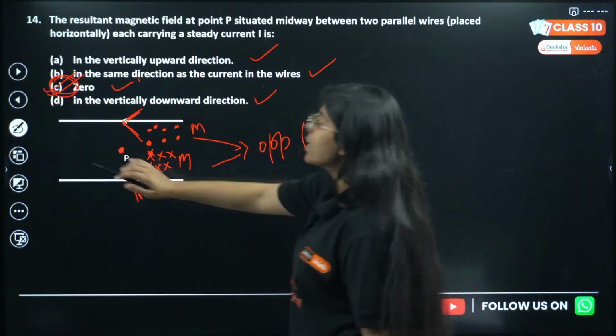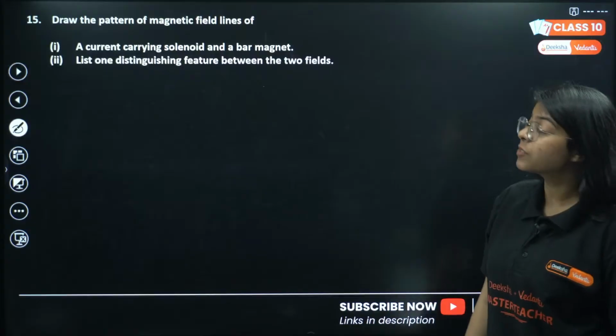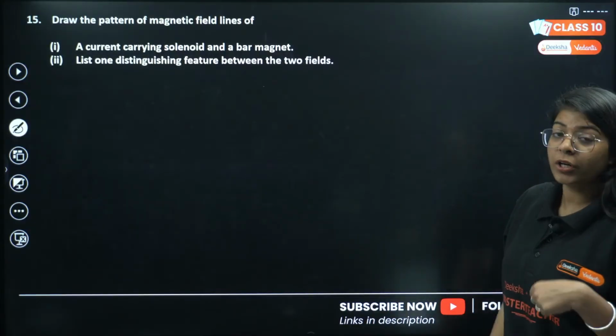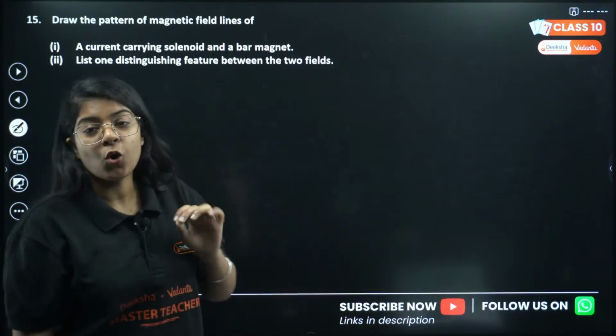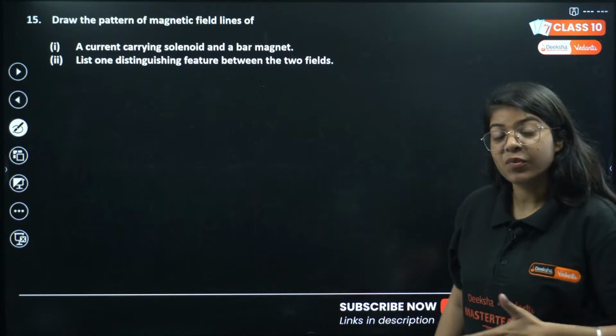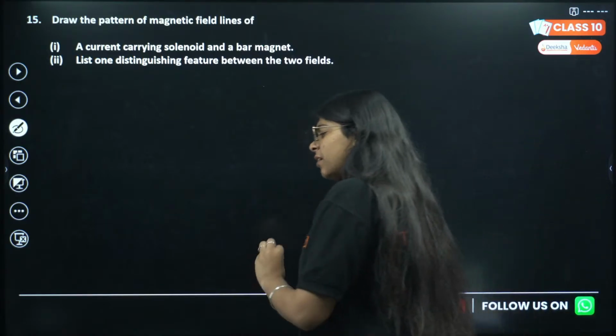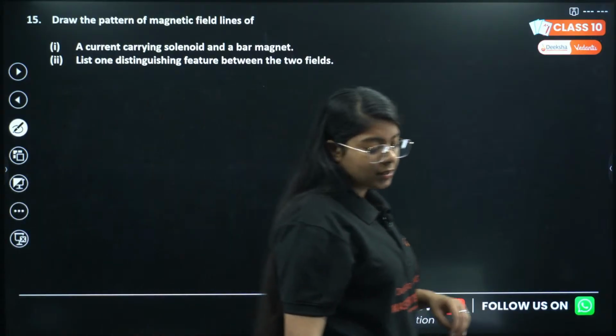The question is 15th. Draw the pattern of magnetic field lines of a current carrying solenoid and a bar magnet. Now just let me know if we will have the same kind of magnetic field lines for these two or different kind of magnetic field lines for these two. Let me know in the chat.